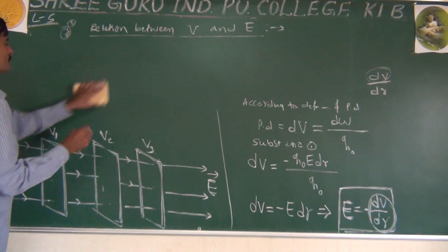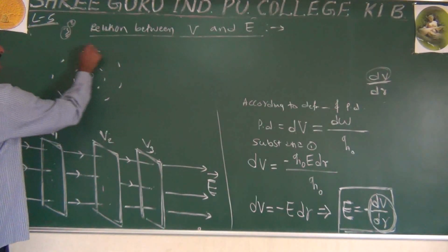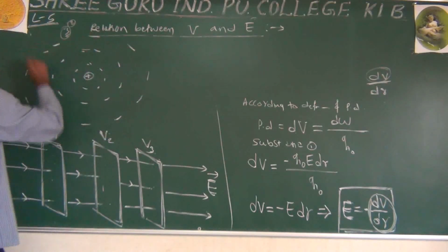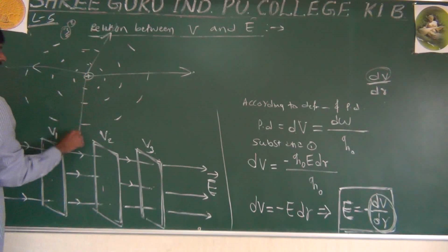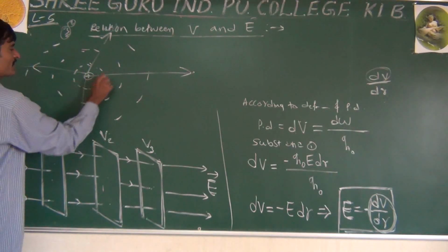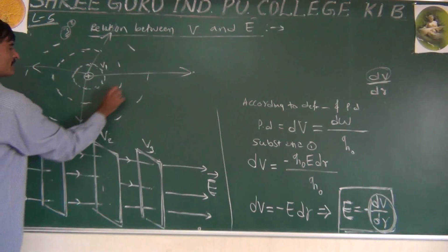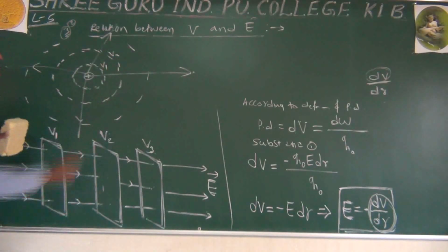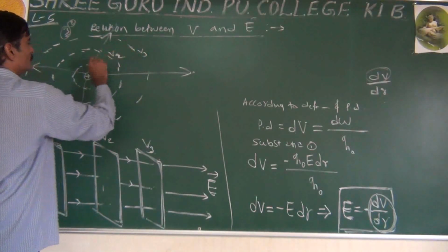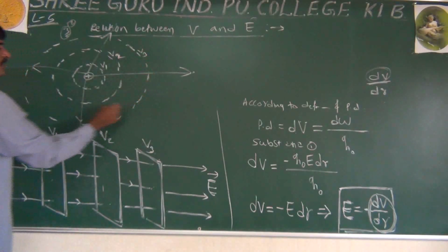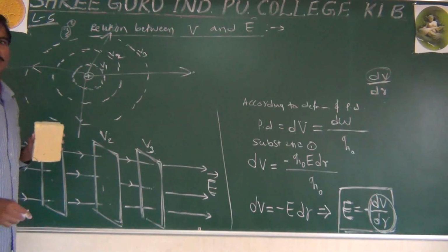Just now we have seen the field due to the plus Q charge. It is like this. This is the direction of the electric field intensity. And now this is an equipotential surface V1. This is an equipotential surface V2. This is an equipotential surface V3. Now among these V1, V2, V3, which has more potential?